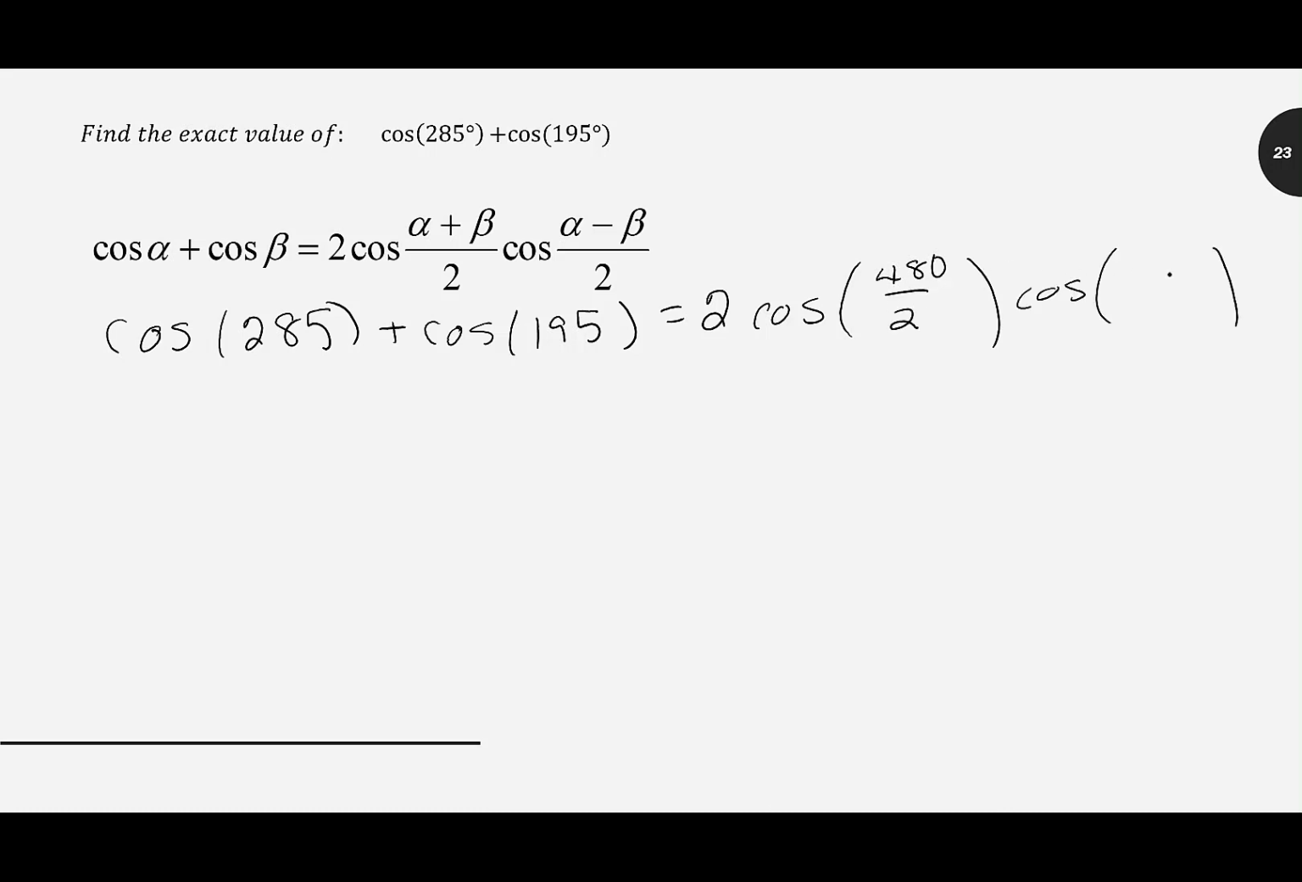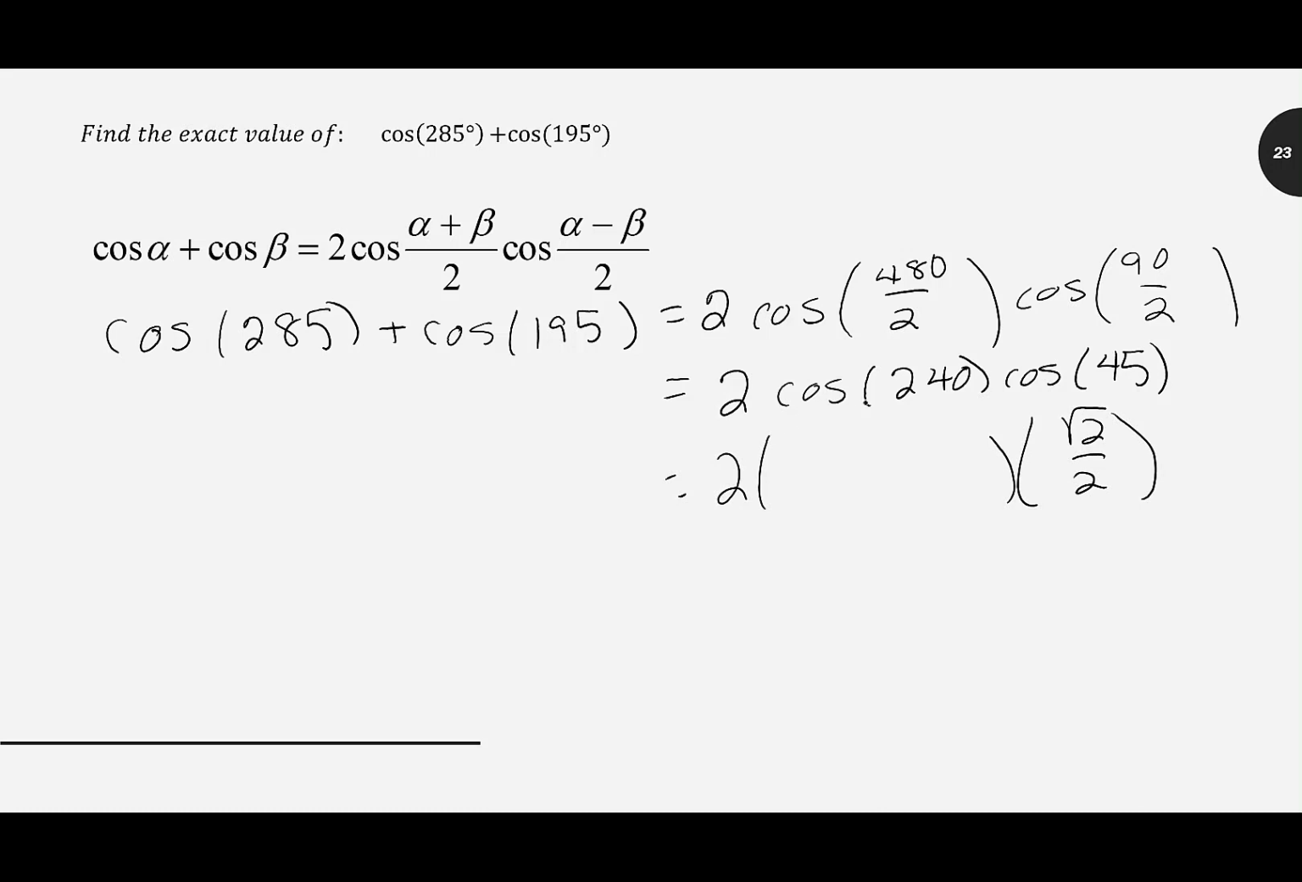Then we have the cosine. 285 minus 195 is 90, and we divide that by 2. This says we have 2 times the cosine of 240 times the cosine of 45. By now you should recognize the cosine of 45 to be the square root of 2 over 2. We still have a 2. Now we need to figure out the cosine of 240.